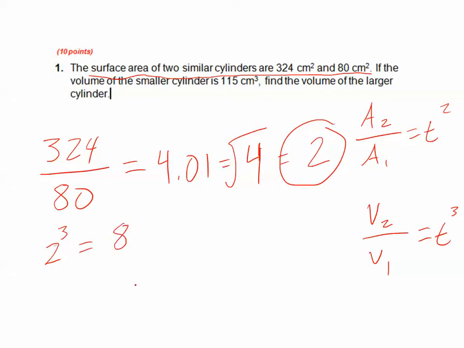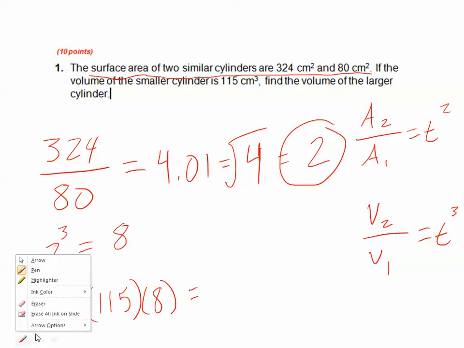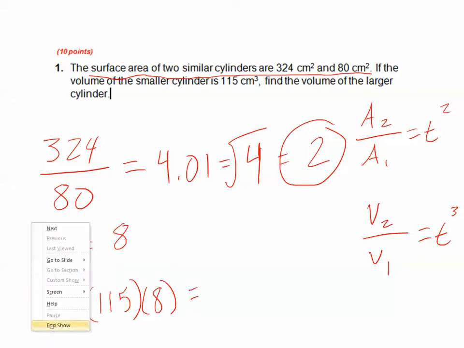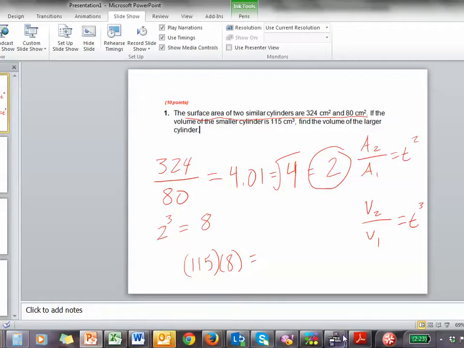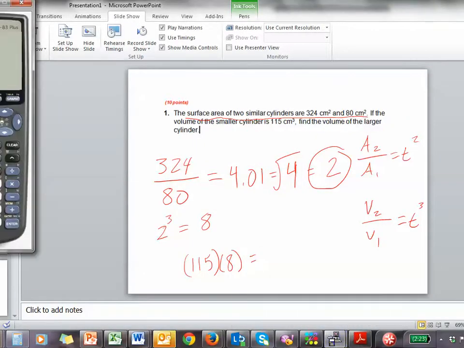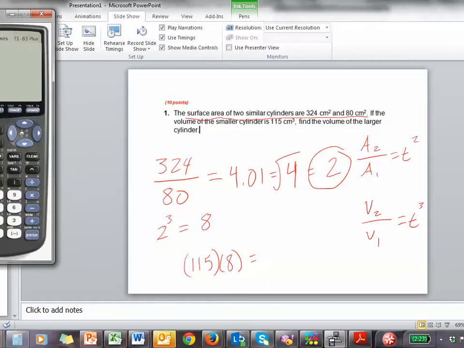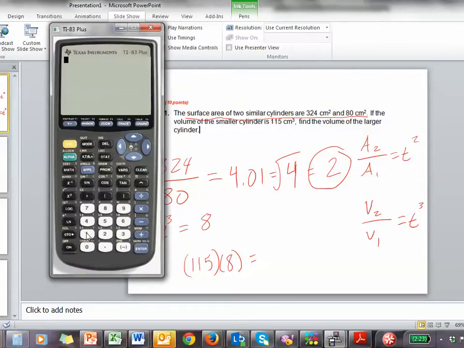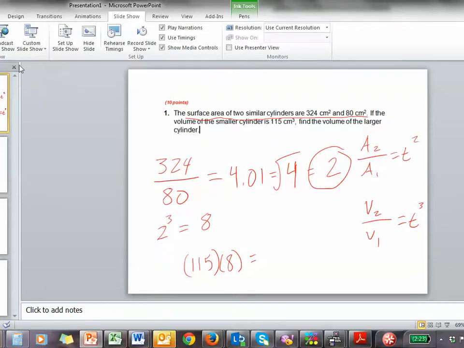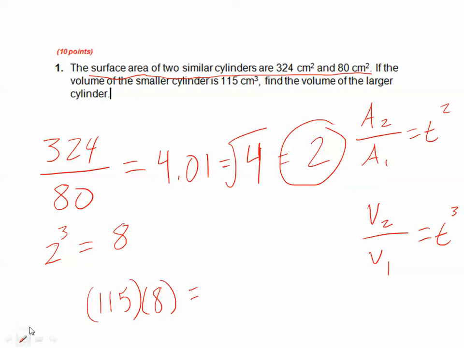So we want to take 115 and multiply it by 8. I'm going to use my calculator. I take 115 and multiply it by 8, and that gives me an answer of 920. So my answer for this one is 920 centimeters cubed.